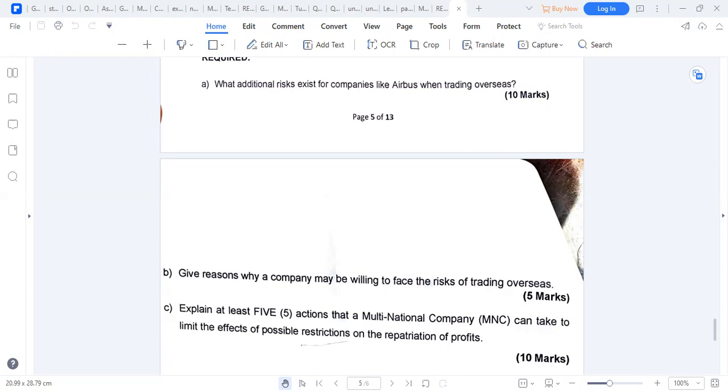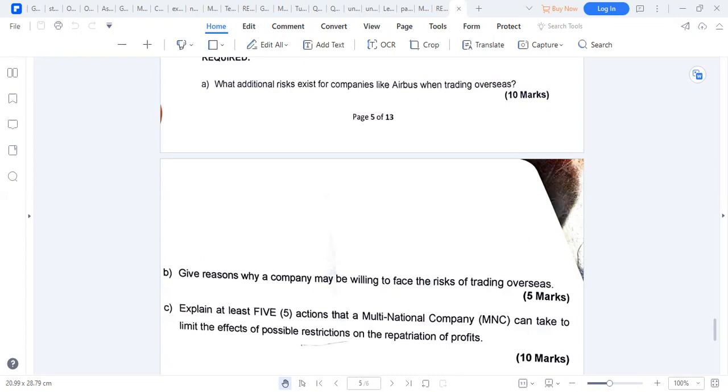Then we also have tax planning. Implementing a tax planning strategy, such as transfer pricing. We also have what is called tax treaties and offshore operations. These ones will help minimize the tax burden.